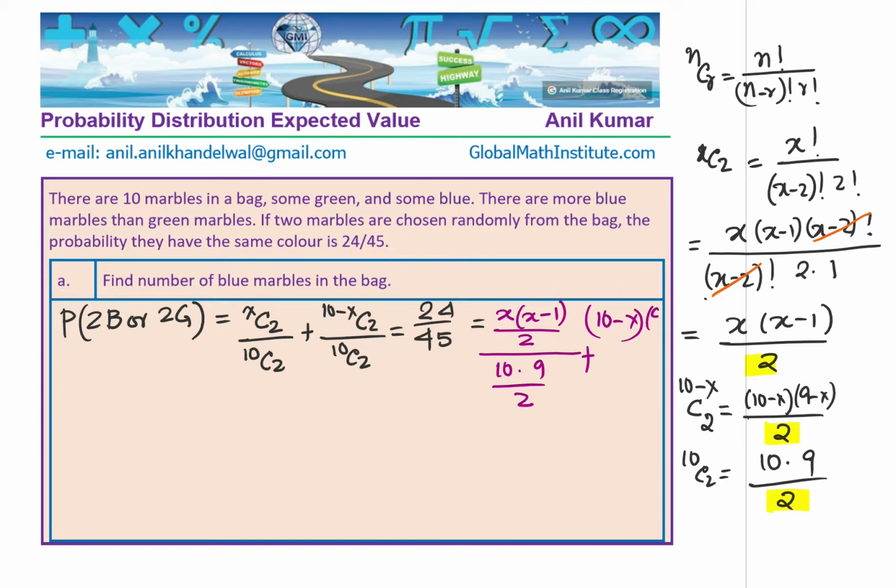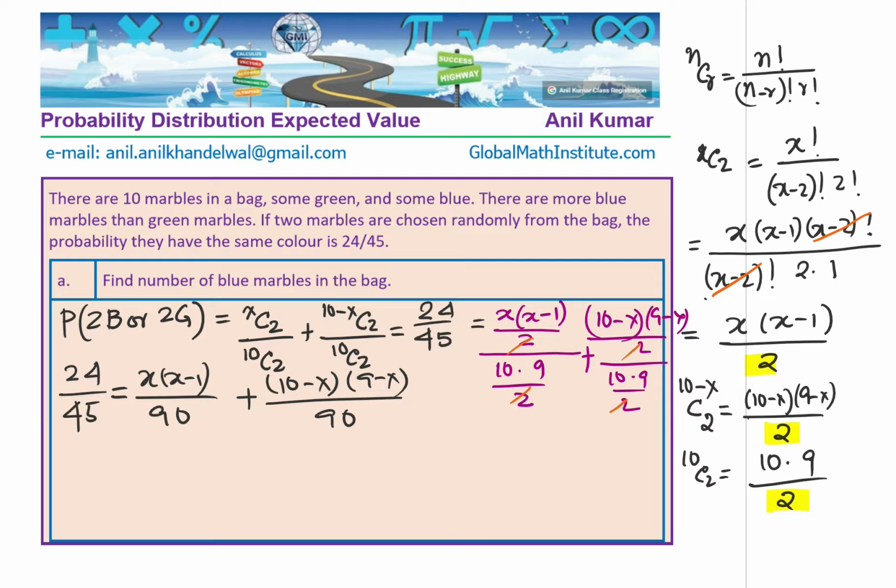Now what I'm saying is that these 2's will cancel. Is that okay? So we'll have a simpler expression to write. So let's continue with this solution now. Probability is given to us as 24 over 45, and that should be equal to x times (x minus 1) over 10 times 9, which is 90, plus (10 minus x) times (9 minus x) divided by 90. Is that clear to you?